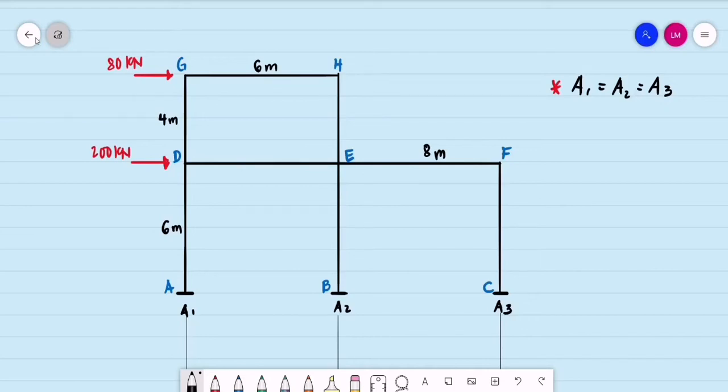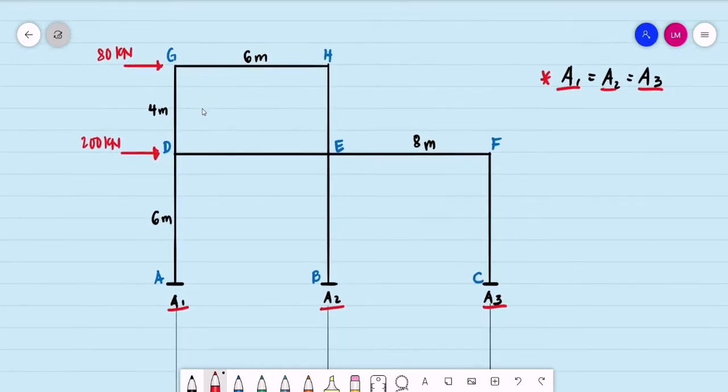Good day. So let's have this example for the cantilever method. We have this frame acted on by two lateral loads. For this example, we are assuming that the cross-sectional areas of all columns are equal. Let's say Area 1 is for column ADG, Area 2 is the cross-sectional area for column BEH, and lastly, Area 3 is for column CF.